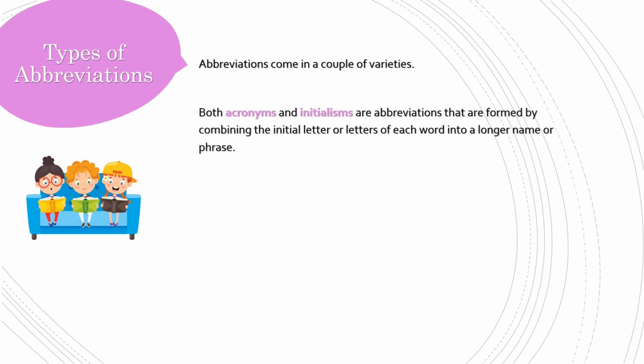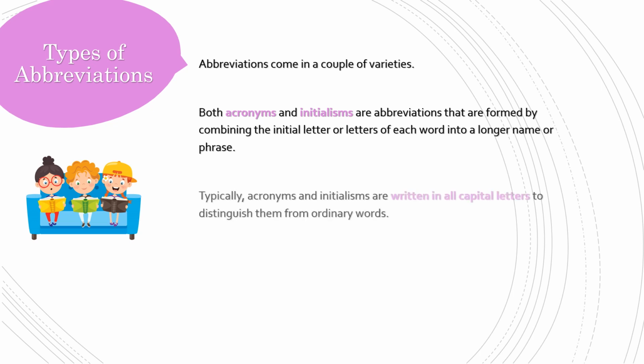Both acronyms and initialisms are abbreviations that are formed by combining the initial letter or letters of each word into a longer name or phrase. Typically, acronyms and initialisms are written in all capital letters to distinguish them from ordinary words. Let's look at each type of abbreviation in detail.